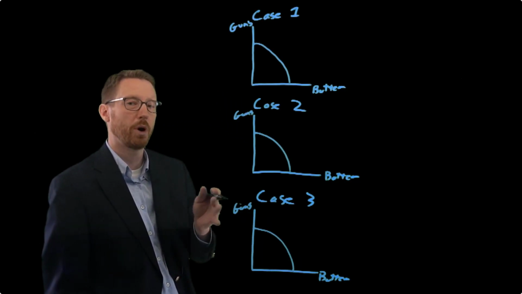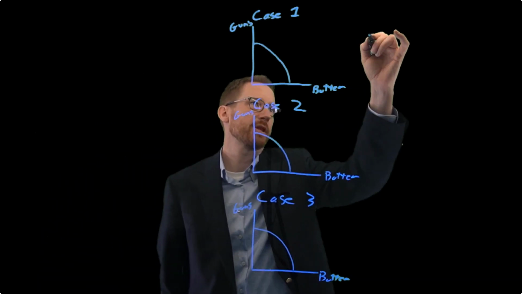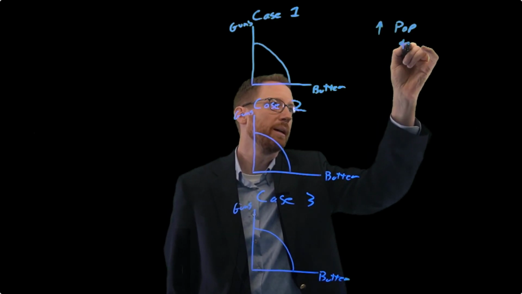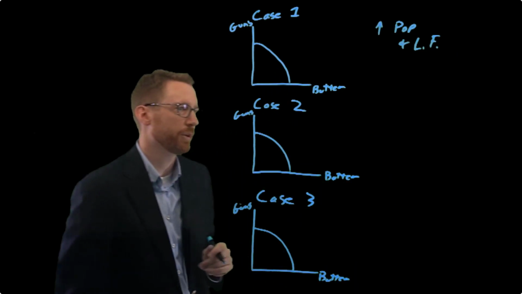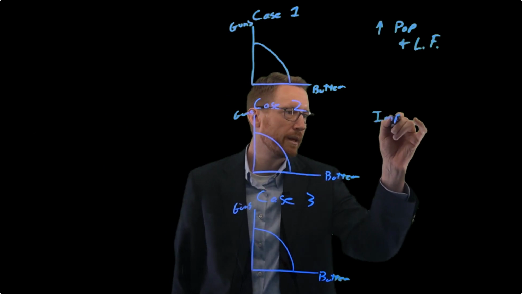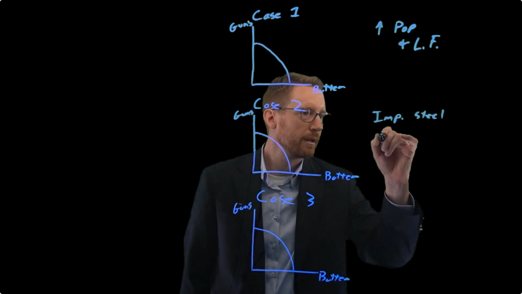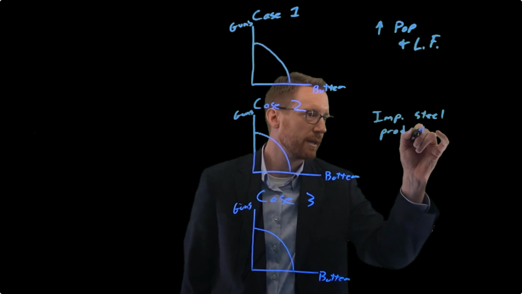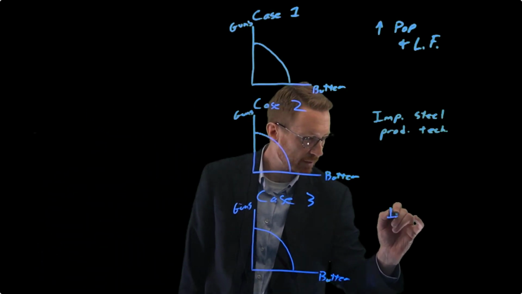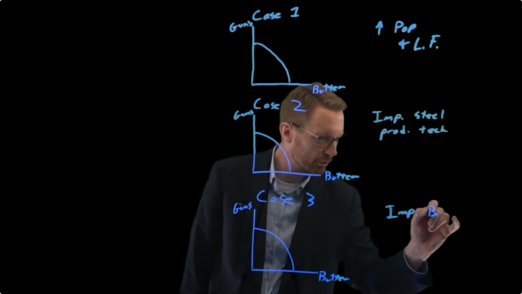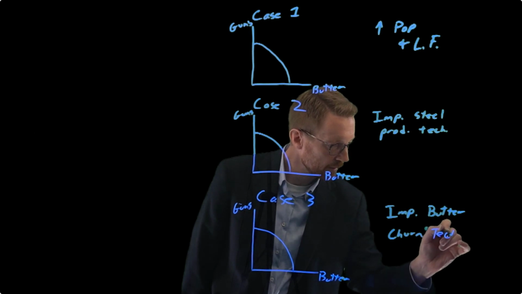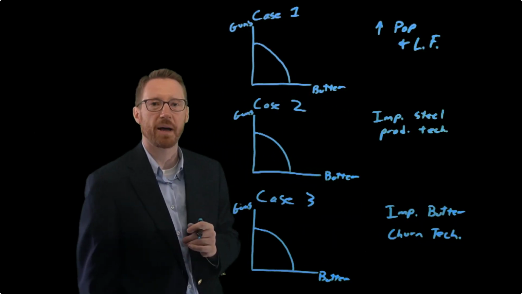And now we've got to remember what our three cases were. The first case we said is an increase in population and the labor force, the number of people that are available to work. The second one is an improvement in steel production technology. And then the third one was an improvement in butter churning technology. Okay, so how do we model these?